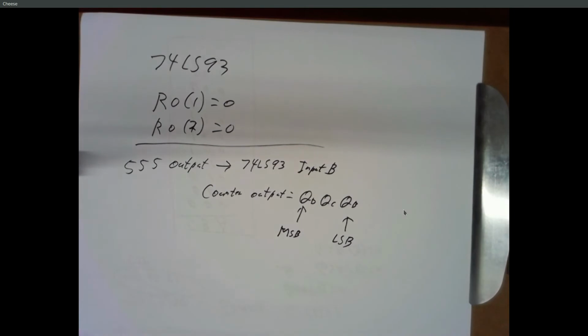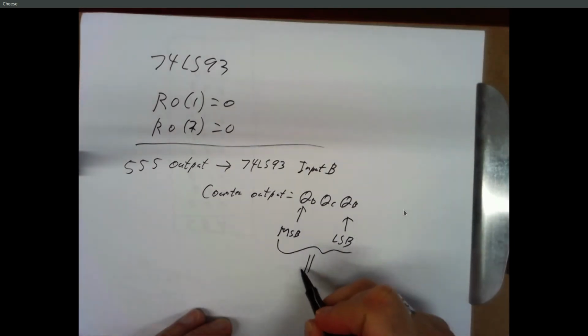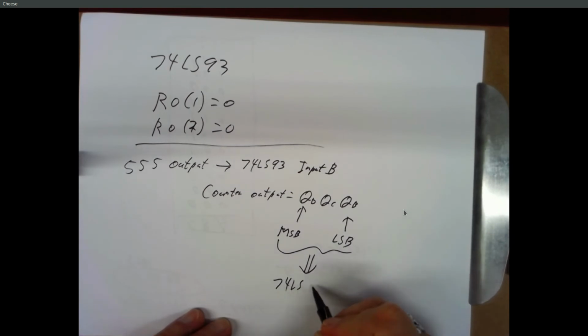So that's my final suggestion. 555 output pin 3 goes to input B on the 93, and then you read the output of your counter off QD, QC, and QB. And these go to the 74LS138.